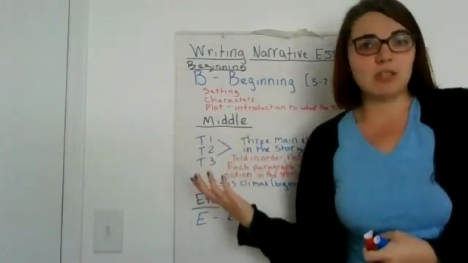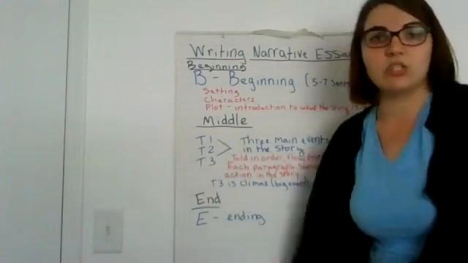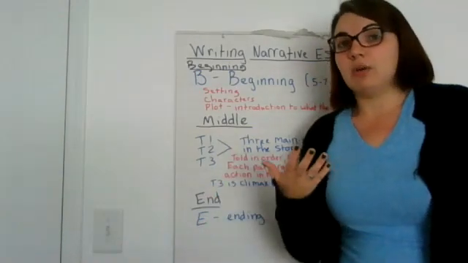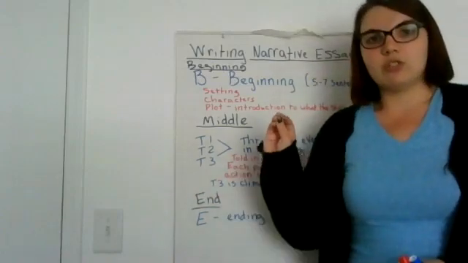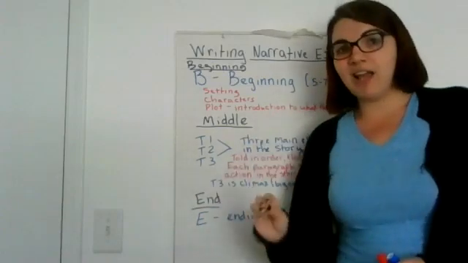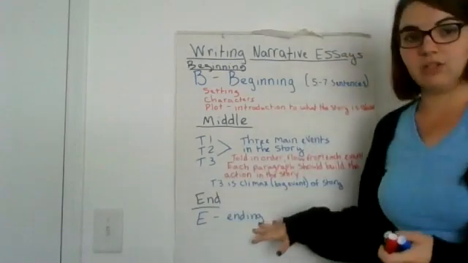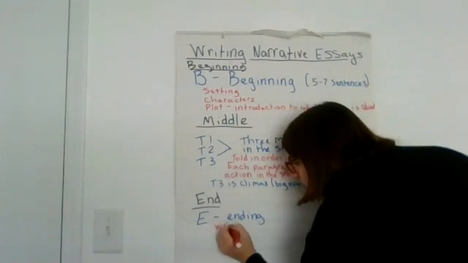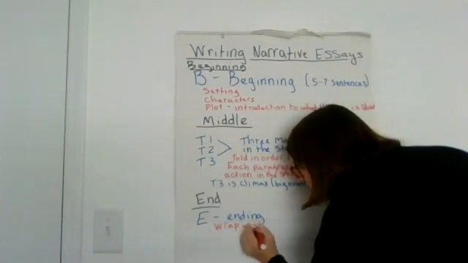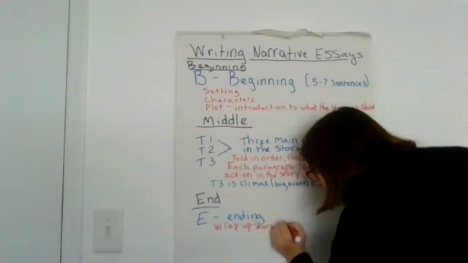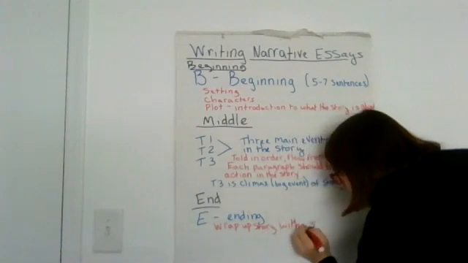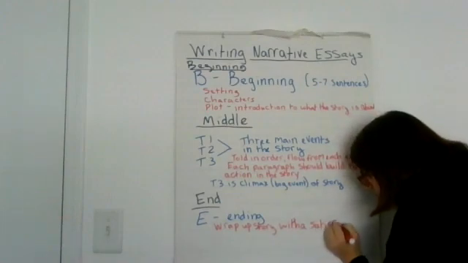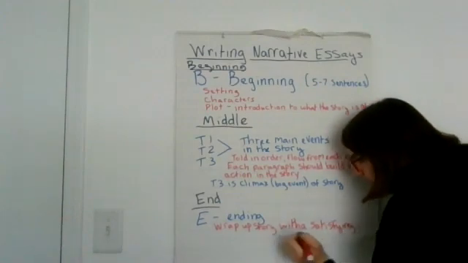You explain what happens to the bad guy, so they're not like, oh, you just leave him there. Maybe the main character gets to go home if they were out on an adventure, whatever. Your story needs to have a nice, satisfying ending for your reader. So that's what happens in your E paragraph. You wrap up your story with a satisfying conclusion.